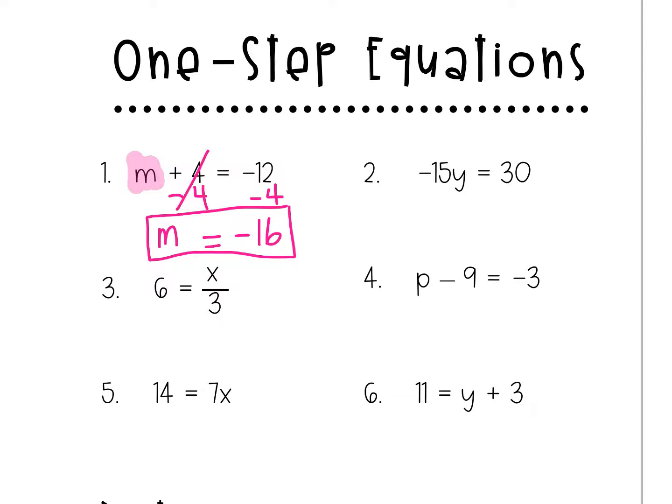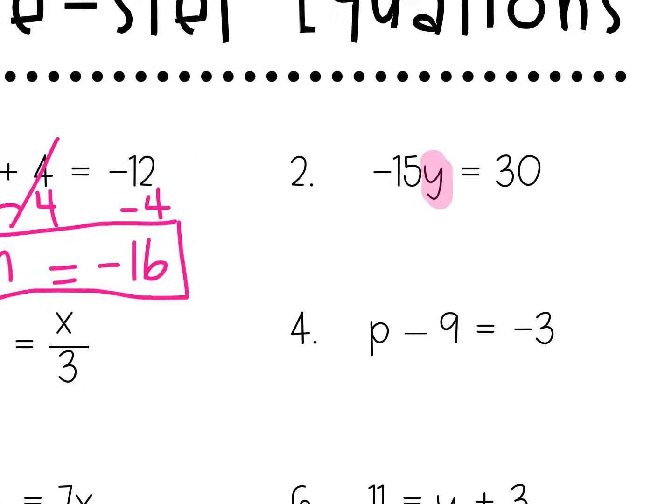Okay, number 2, I have negative 15y equals 30. I'm trying to get the y by itself, so right now there's a negative 15 in the way. Since they're right up next to each other, the 15 and the y, it's implied that they are being multiplied. The opposite of multiplication is division. So we are going to divide by the negative 15, which gives us y equals negative 2.